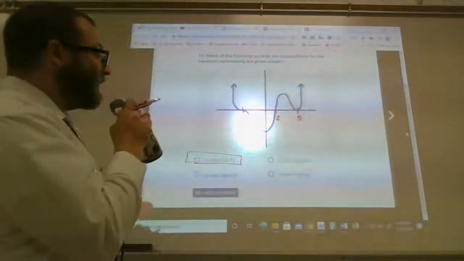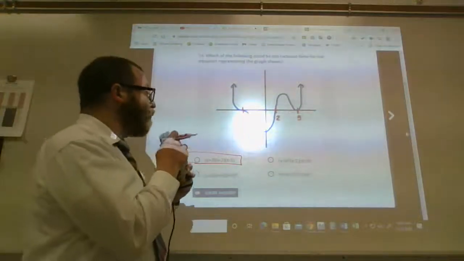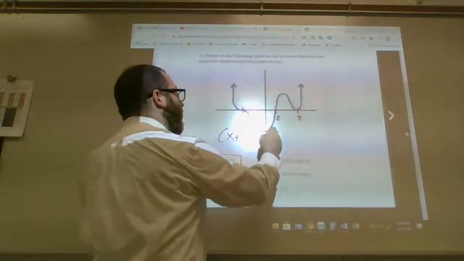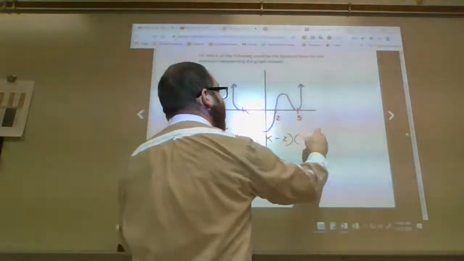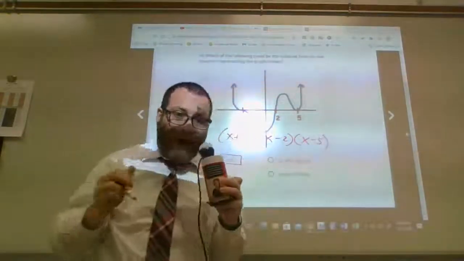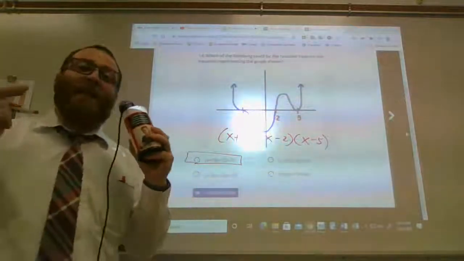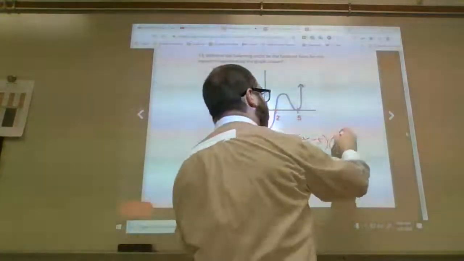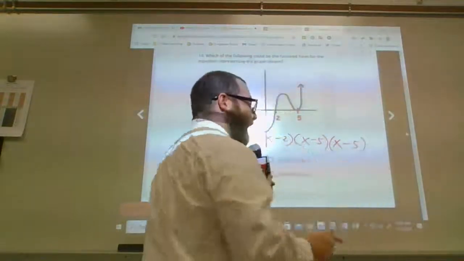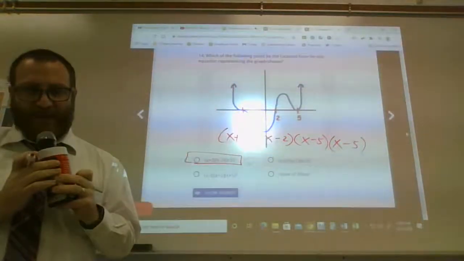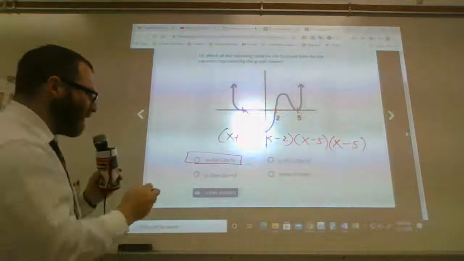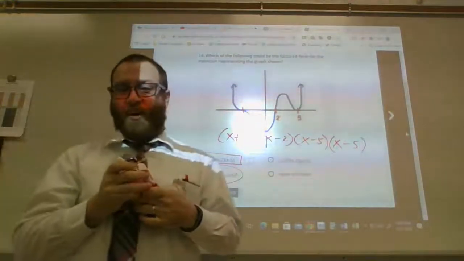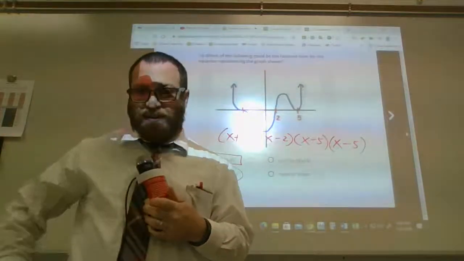That's what this thing actually does. So you are correct in saying x plus 3 and x minus 2 and x minus 5. But because the 5 repeats, there is a repeated x minus 5. Thus, the answer was right there. Oh, what a tricky, tricky problem.